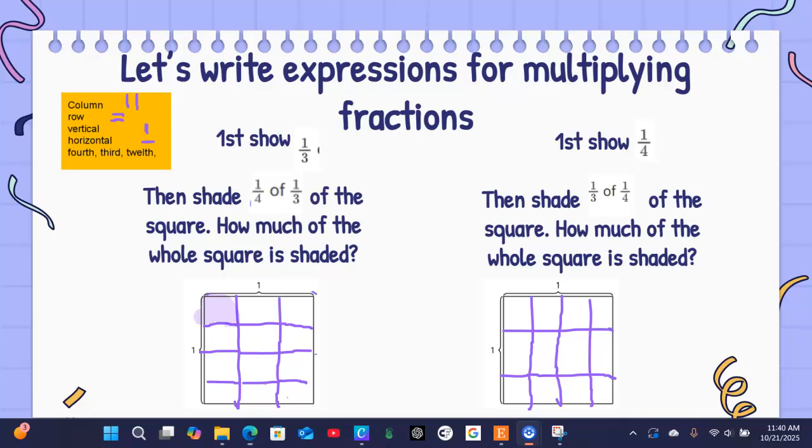Now let's count our top. We have 1, 2, 3, 4. So we're going to label this as 1/4 up here.